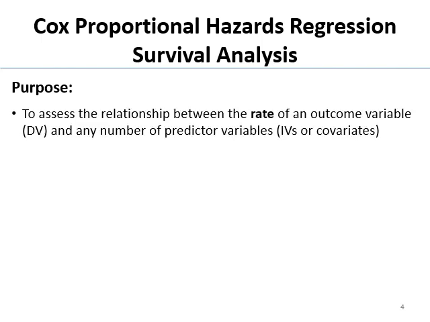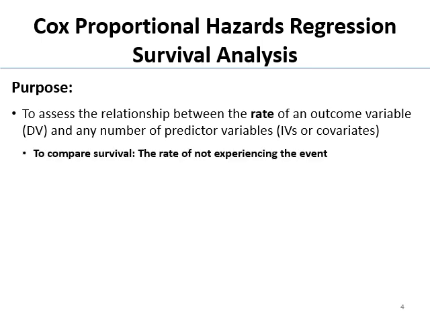So the purpose of doing this, again, is to assess the relationship between the rate of some sort of outcome variable, that's your DV, and any number of predictor variables. They could be independent variables or covariates. So this is similar to logistic regression in that regard, that you can kind of use anything as a predictor for survival analysis.